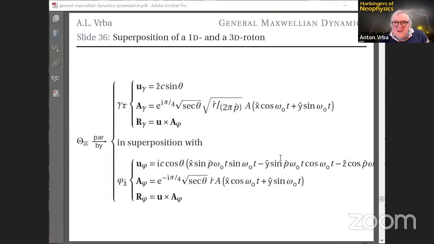My hand waving is on this slide here. It is basically introducing the square root of the second theta and the square root r over 2 pi p. Basically, those are the factors that I have to put in to obtain the result that I wanted.